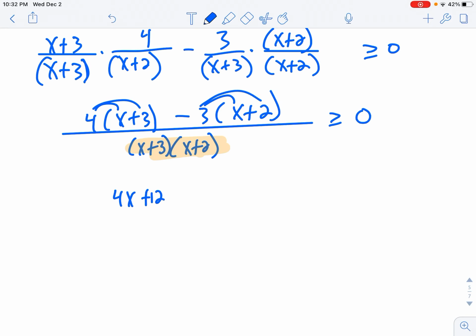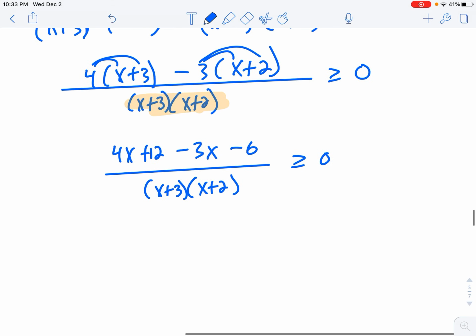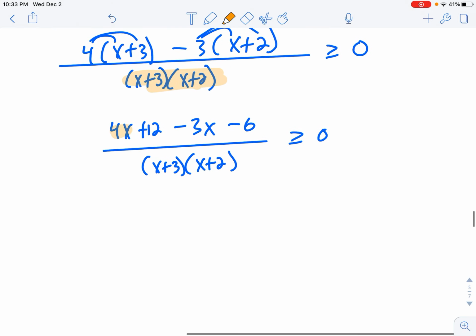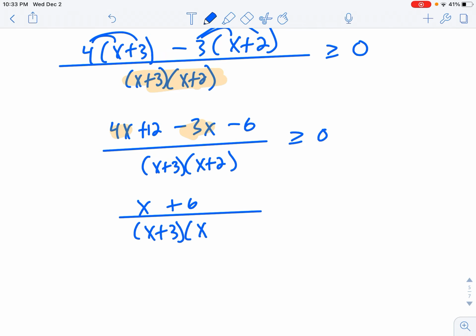Distribute that -3 there. You get minus 3x minus 6 all over x plus 3, x plus 2. If I combine these like terms, what do I get? 4x minus 3x is x. 12 minus 6 is positive 6, over x plus 3, x plus 2.